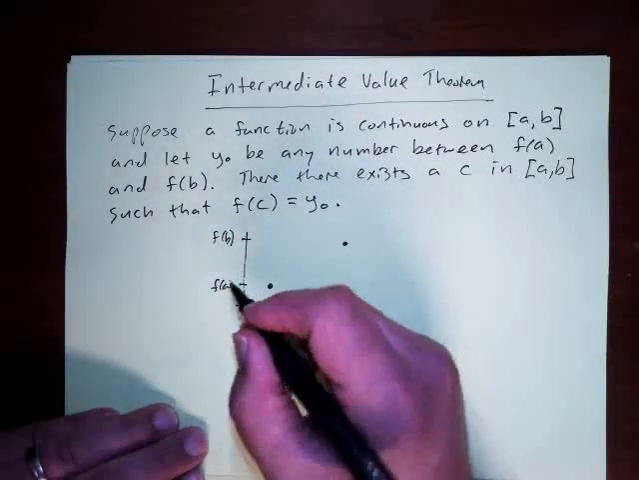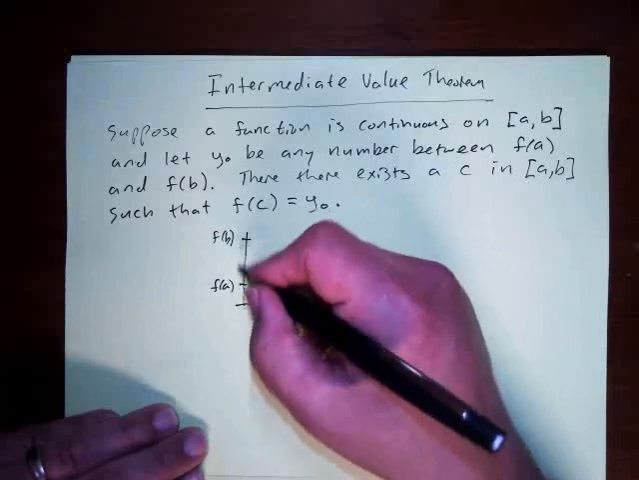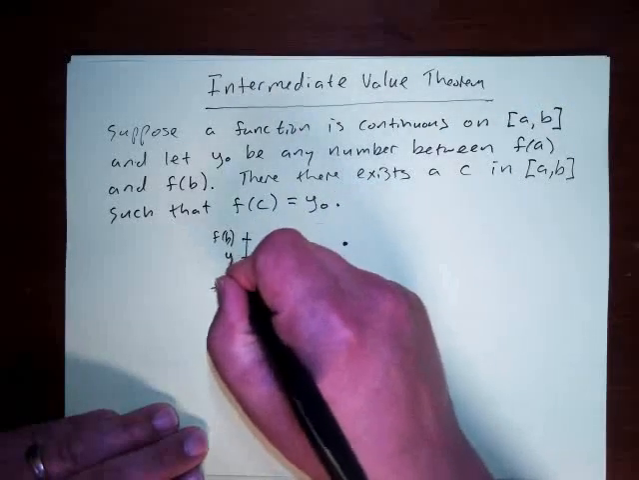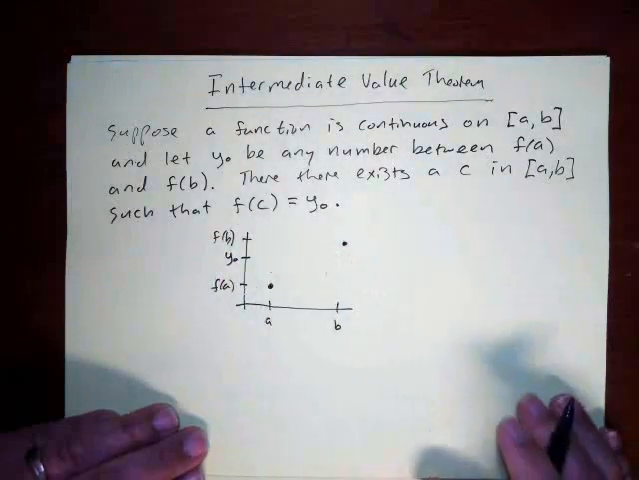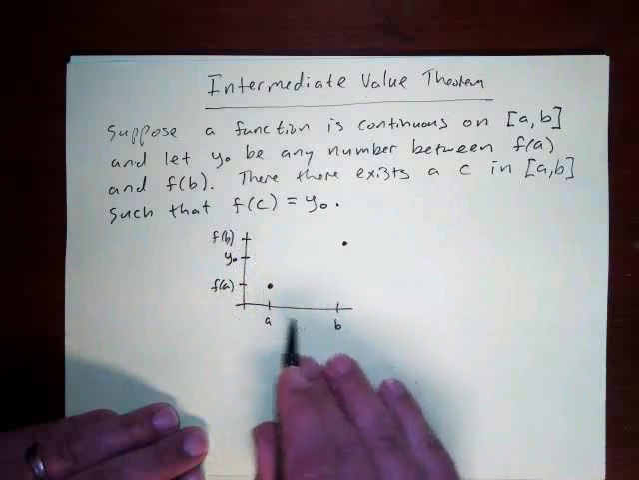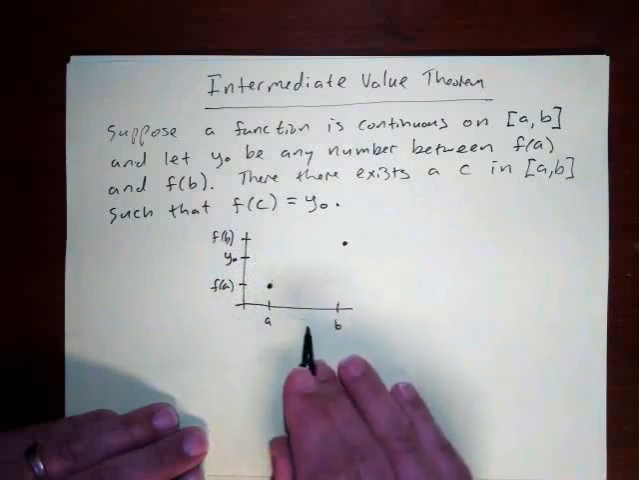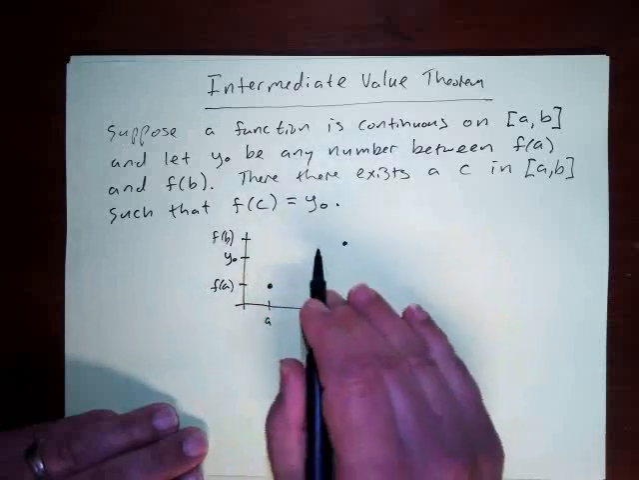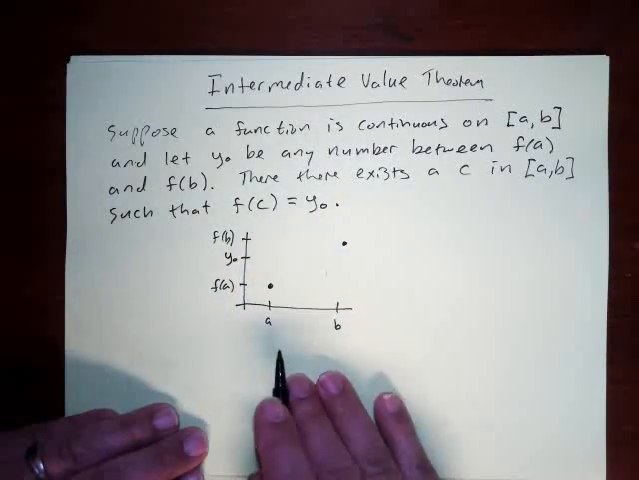So what this is saying is that for any number between f of a and f of b, so I don't know, we'll say right here, we'll say that's y naught. For any number in this interval, there's going to be a c down here such that the function is going to equal y naught at that point.